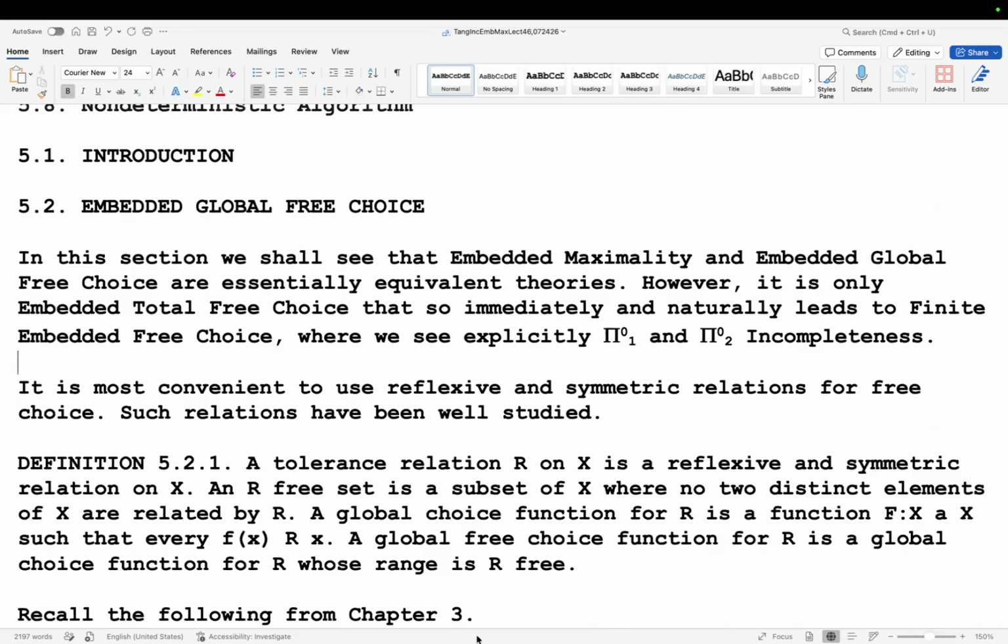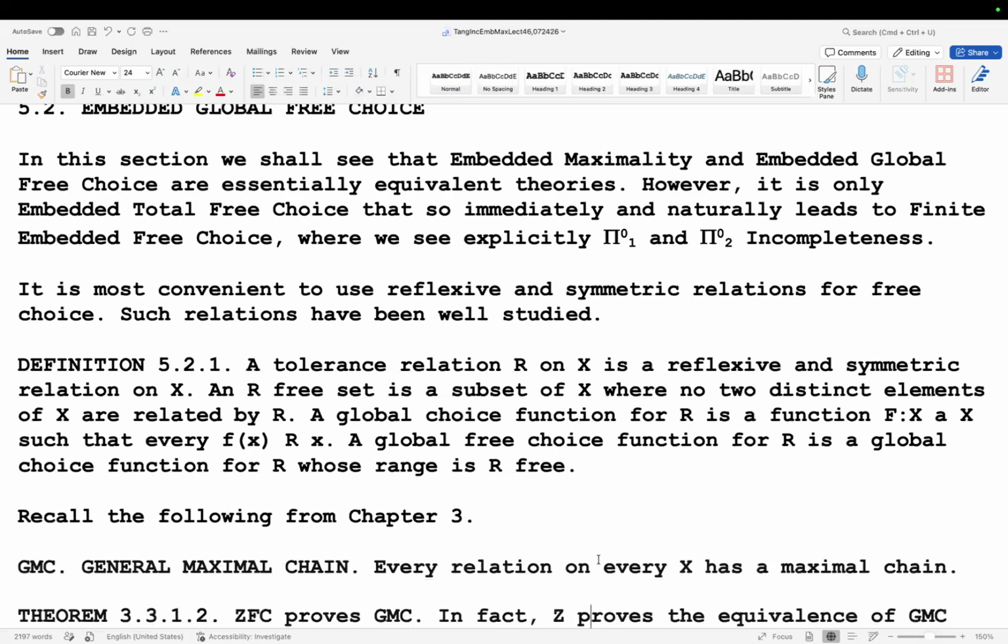a global free choice function. Now we're talking about what we want to talk about. A global free choice function is a global choice function whose range is free. Okay, so a global free choice function is a global choice function whose range is free. This is competitive to a maximal chain, and it turns out to be very, very close. In some ways, the same, but you'll see that there's some issues and some open problems that I don't want to get into in this book.